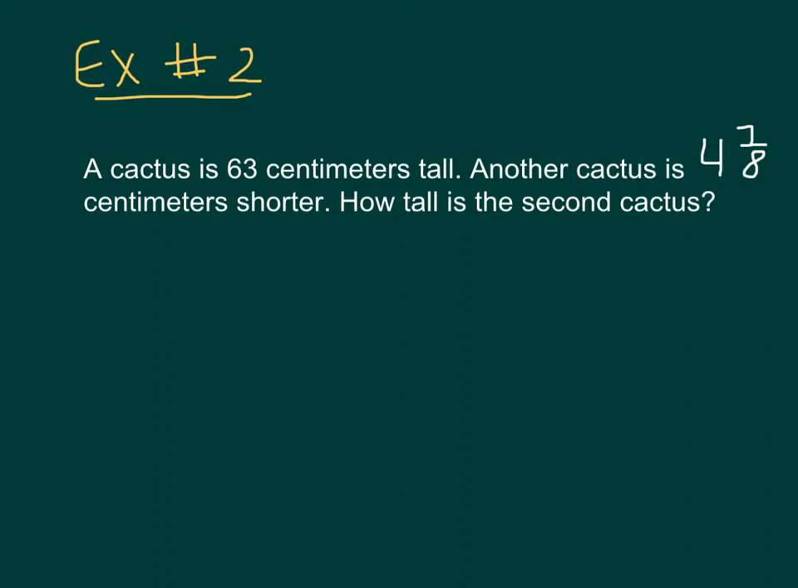Example number 2, you're going to see something similar to this on your test. A cactus is 63 centimeters tall. Another cactus is 4 7/8 centimeters shorter. How tall is the second cactus? So, since the second cactus is shorter, that tells me we're going to be subtracting. So we're going to be subtracting 63 minus 4 7/8.